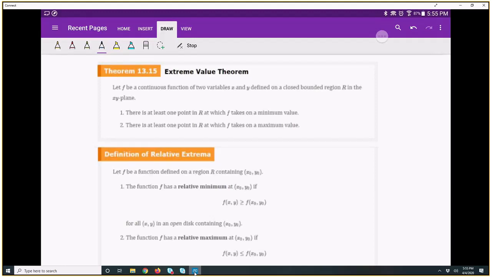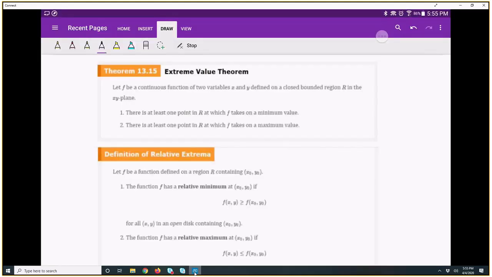So that brings us to the extreme value theorem, which basically says if you have a continuous function of two variables, x and y, defined on a closed bounded region R on the xy plane, then there is at least one point where it takes the maximum value, and there is at least one point where it takes the minimum value. So we need our function to be a continuous function of two variables, and we need the region to be a bounded closed region.